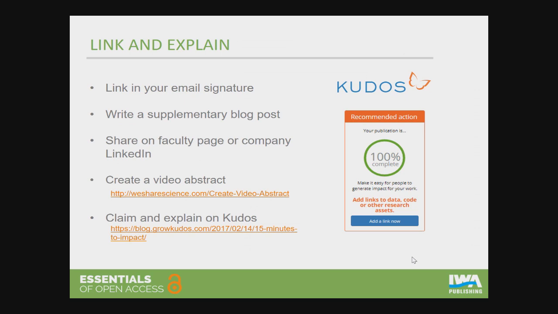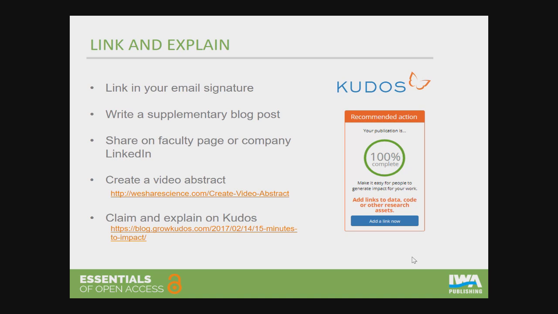So the next thing I'd like to talk about is linking and explaining your work on different platforms. The more you explain your work and share it on different platforms, the more likely people are to find it. A really simple, effective way is to make sure you're including a link to your article in your email signature. It's a really good way to get people to know that you have new papers out there, and if you mention it's open access, they're far more likely to click and to read it for free.